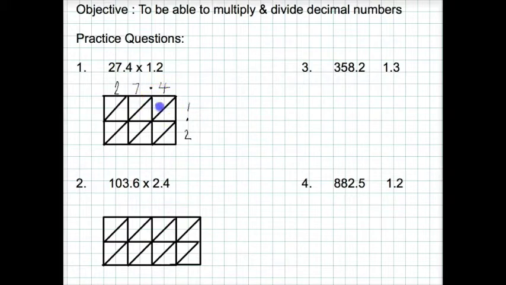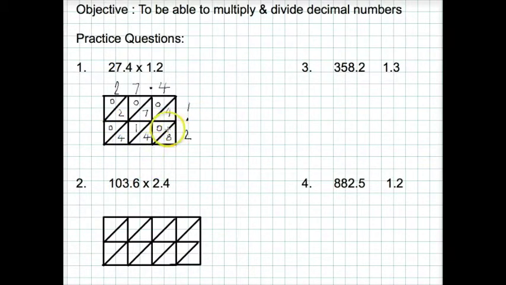1 times 4 is 4, because it's a single digit, we write the 0 in the top. 1 times 7 is 7, and 1 times 2 is 2. Then go down to the bottom and times the 2 by 4, which gives me 8. 2 times 7, that gives me 14, so I can write the 1 in the top, 4 in the bottom, and 2 times 2 is 4.